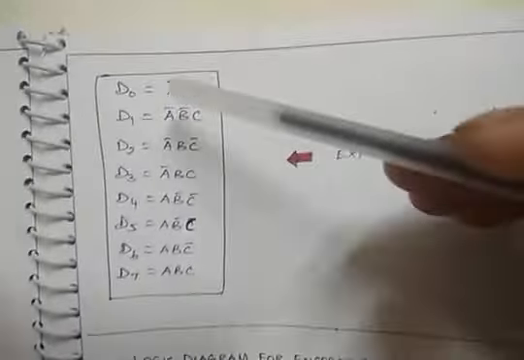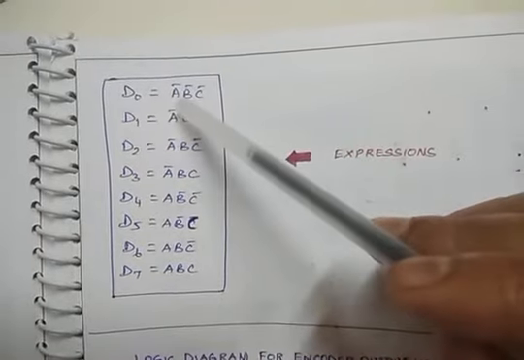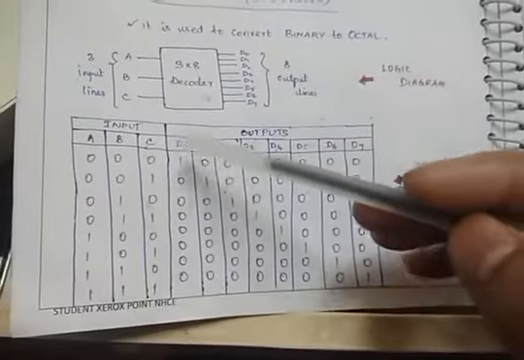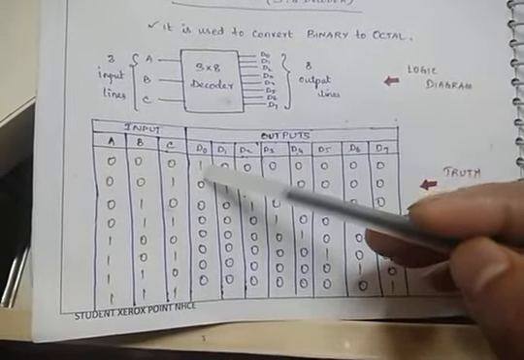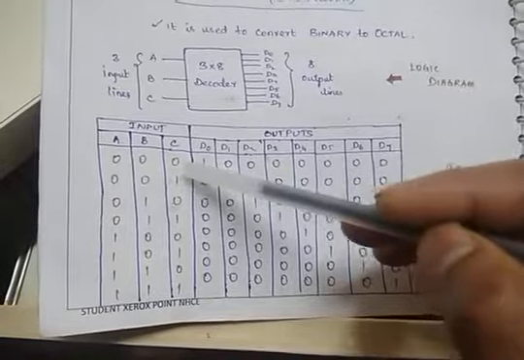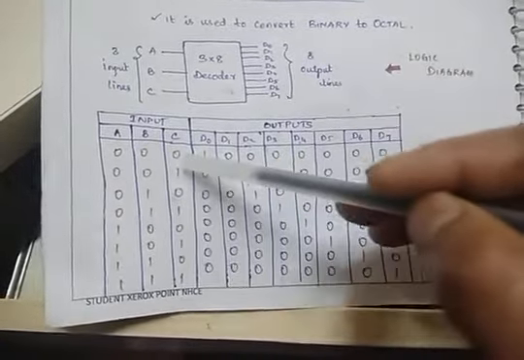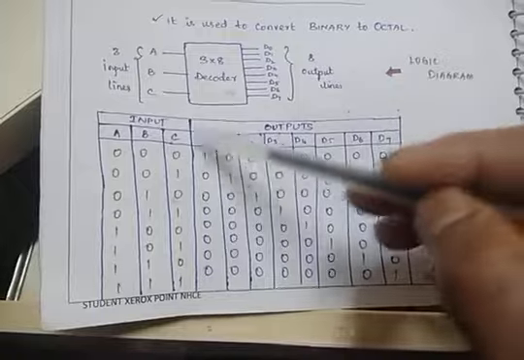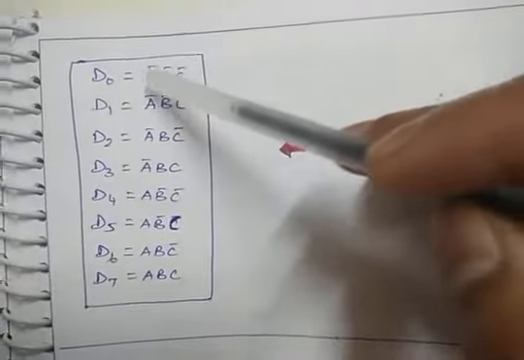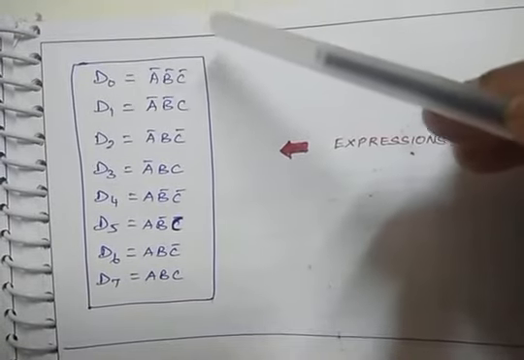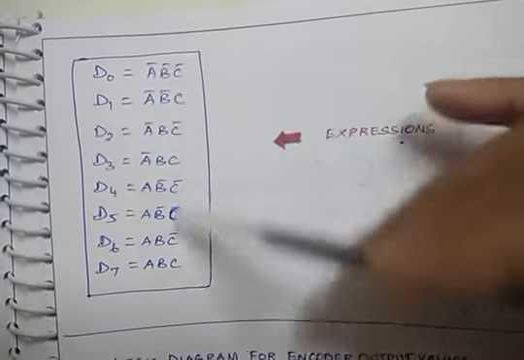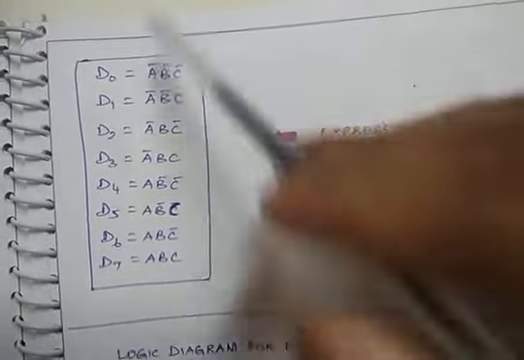From this truth table we can write the expression D0 equals A bar, B bar, C bar. Why? Because see here, D0 is enabled in only one case, that is when A equals 0, B equals 0, C equals 0. In this case only D0 is enabled, right? We know very well that 0 means primed. That's why we got A bar, B bar, C bar. In the same way we got all the 8 values. So this is the expression for the decoder.